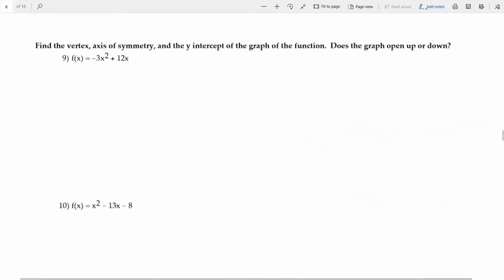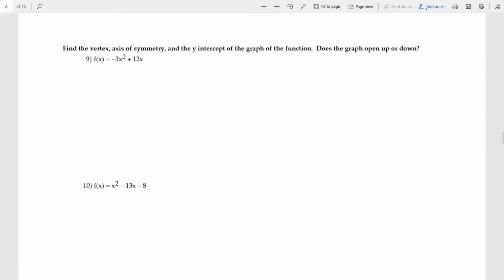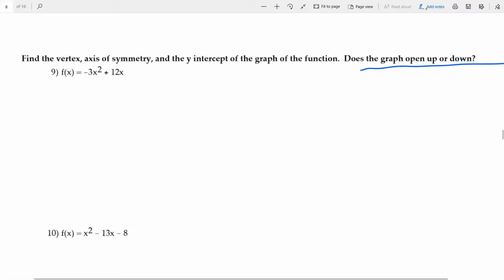We have two problems here where we want to calculate the vertex, axis of symmetry and the y-intercept of the graph of this function, and then answer the question, does the graph open up or down? Well, let's look at number 9. We want to find the axis of symmetry, which will be x equals h equals minus b over 2a. A is minus 3, b is 12. So in this case, minus b is minus 12 over 2 times a, which is minus 3. This is equal to 2. So this is equal to the x value of the vertex.